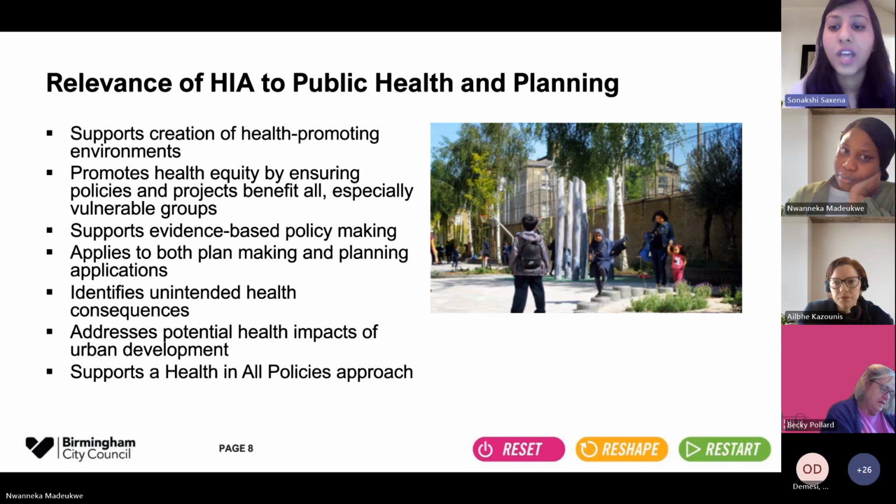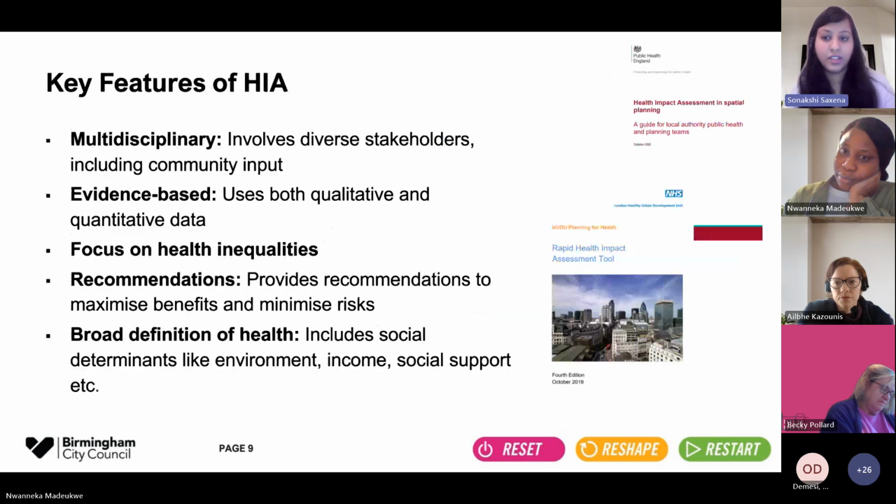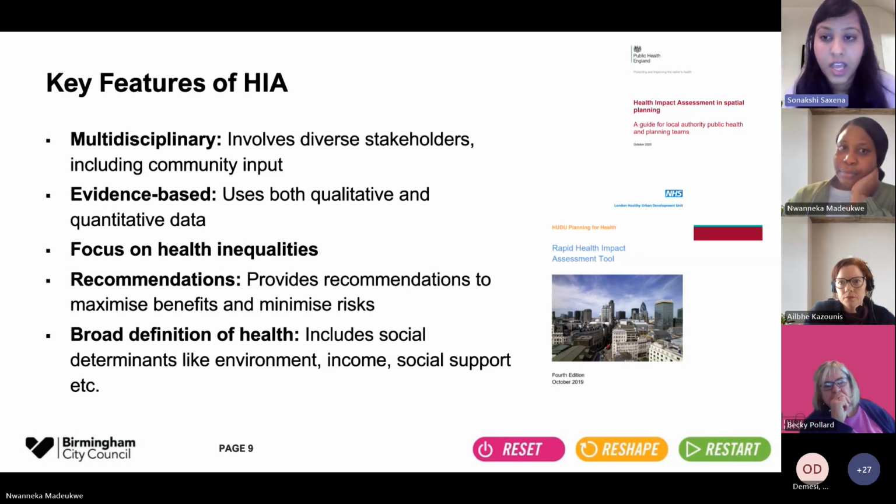Now, let's take a closer look at the key features that define health impact assessment. It involves various stakeholders, uses diverse methods, including community input, to ensure that decisions reflect the concerns and needs of all the affected groups. It is highly evidence based, using quantitative and qualitative data drawing from studies, research, and public health to inform decisions. Focus is on health inequalities because obviously we are ensuring that vulnerable groups such as the low income groups maximize health benefits and the marginalized communities are not neglected.